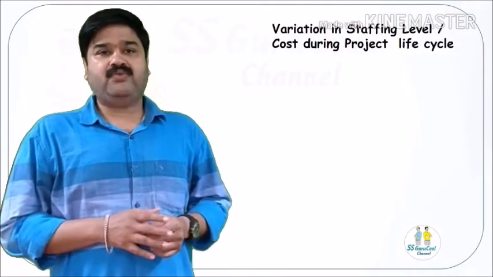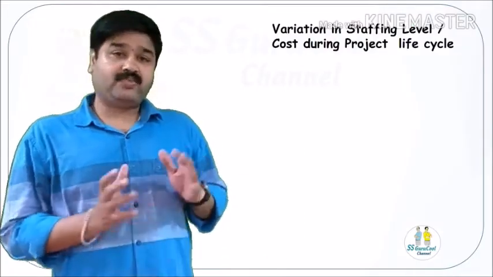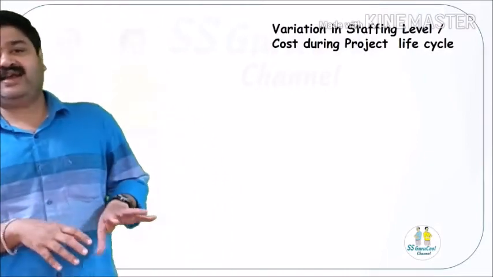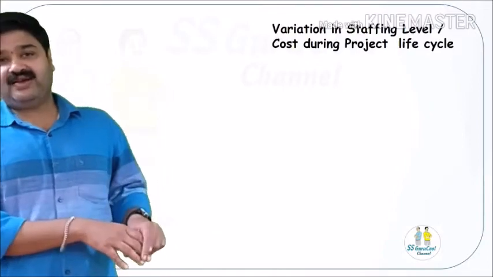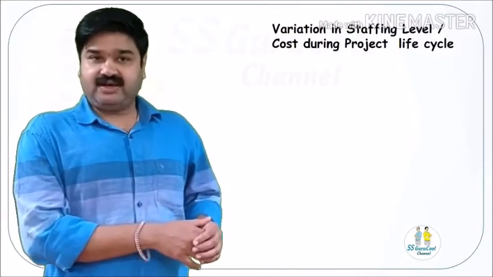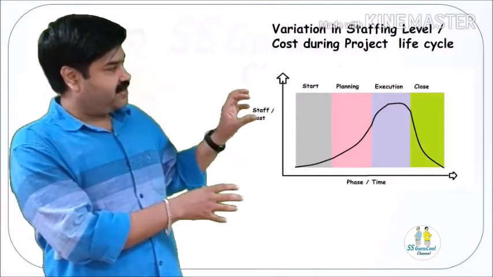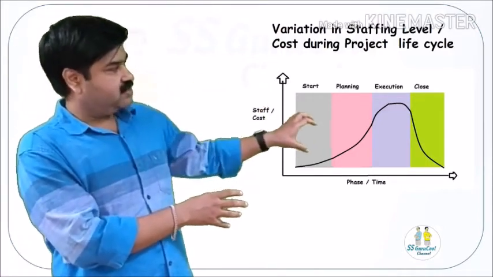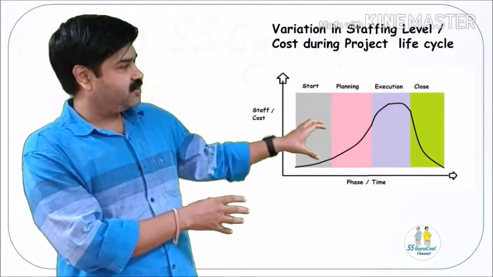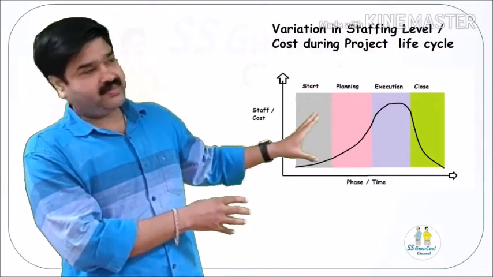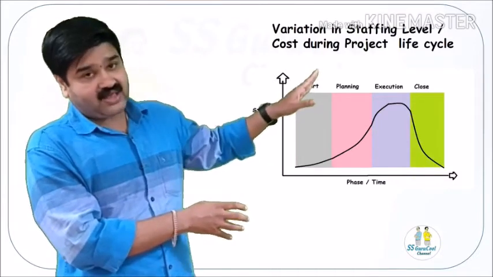Let us now look at how some variables act over the project life cycle. To start with, let us consider the staffing level, or how the staffing level varies over the project life cycle. This graph illustrates that. As you can see, the staffing level is at a very low level during the start of the project, and then as the project starts towards the planning and implementations, the staffing level gradually increases.